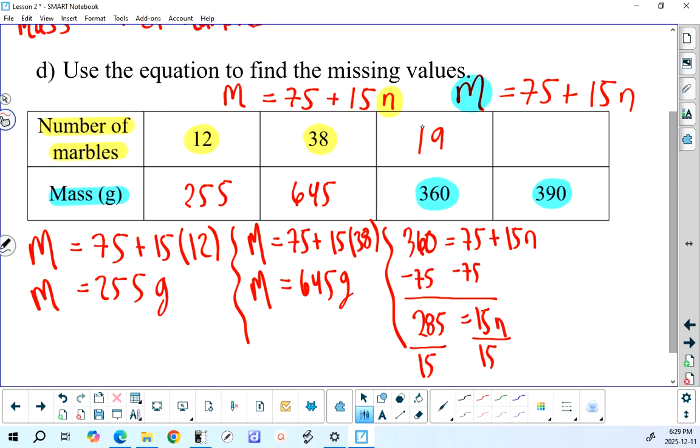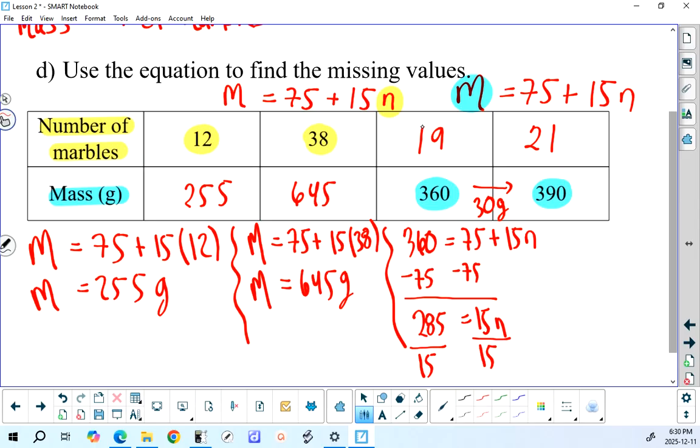You can do the same thing with the last one, but you can see here that this is 30 more grams. That's just something I noticed. From 360 to 390 is another 30 grams. Well, if the marbles are 15 grams each, that must be 2 more marbles, so it's 21. The goal is that wherever possible, you don't actually have to do a graph anymore. You come up with an equation.